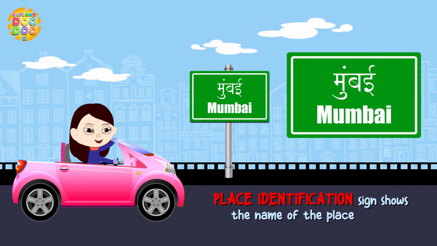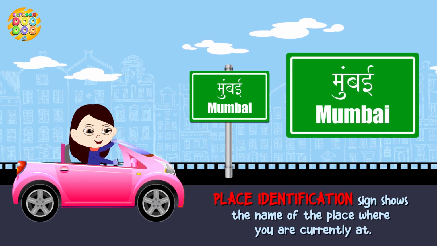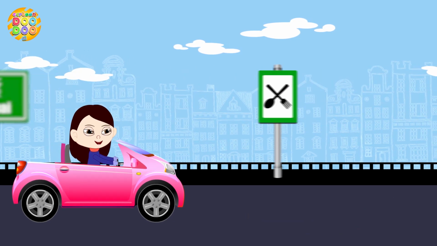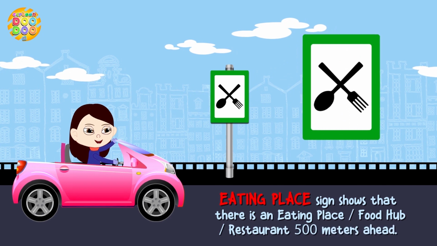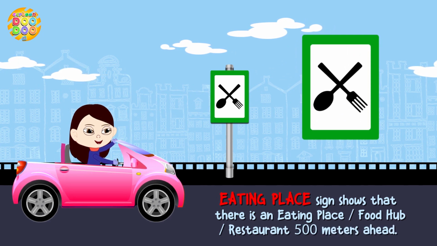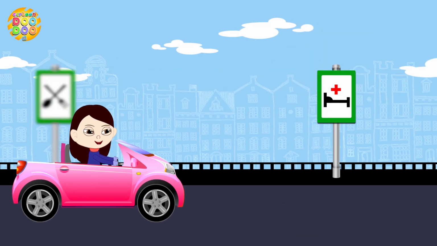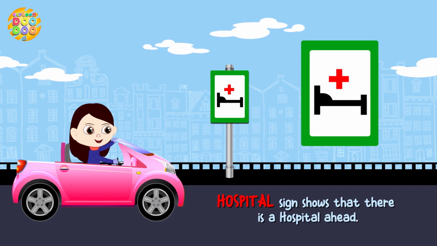Place identification sign. This sign shows the name of the place where you are currently at. Eating place. This sign shows that there is an eating place or a food hub or a restaurant 500 meters ahead. Hospital. This sign shows that there is a hospital ahead.